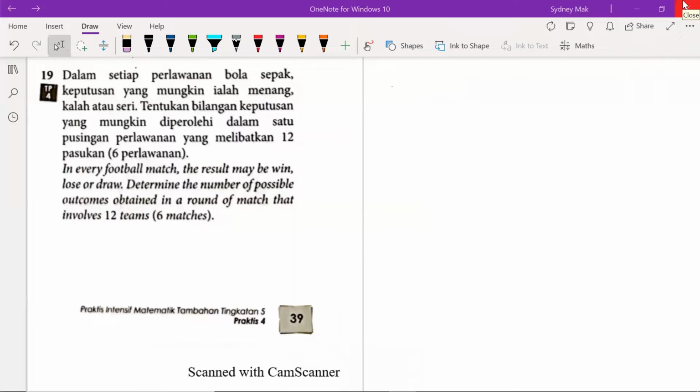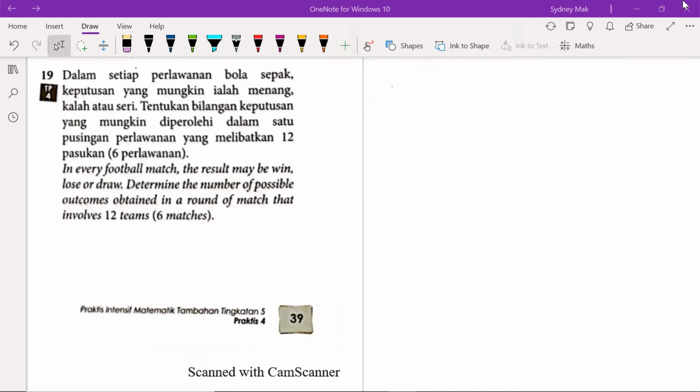Hi everyone, this is practice formative of chapter 4, question number 90. In this question, we know that in a football match, the result may be win, lose, or draw. That means we have 3 outcomes. So we have to determine the number of possible outcomes obtained in a round of match.